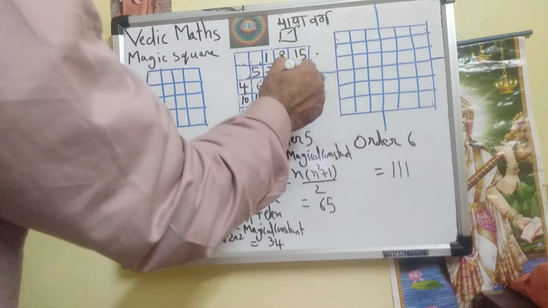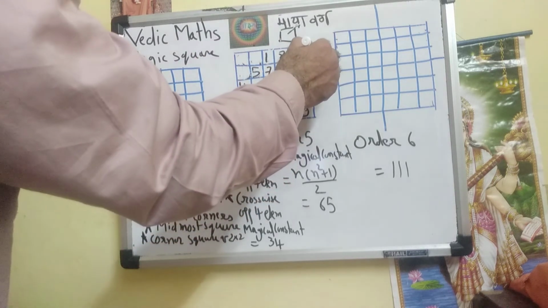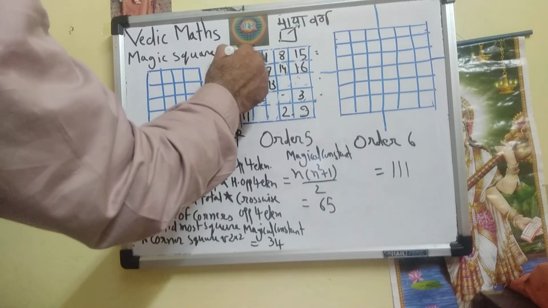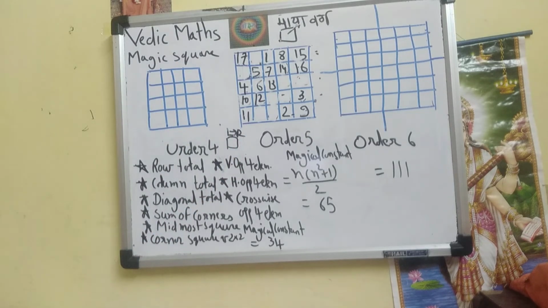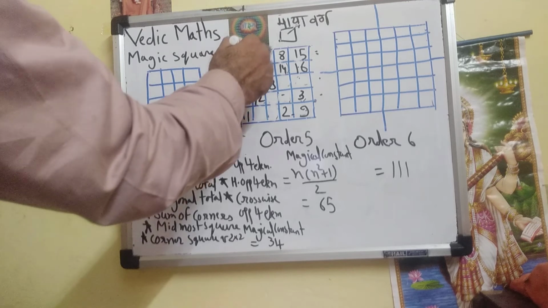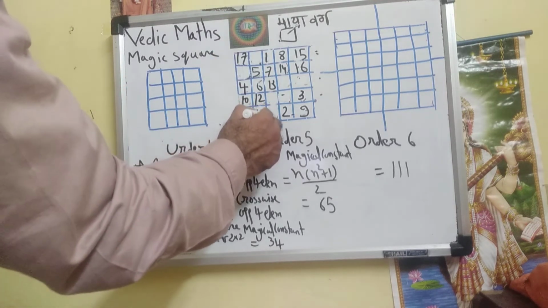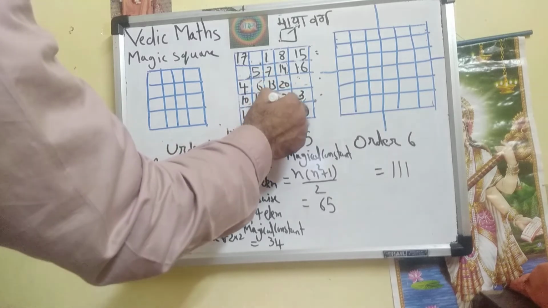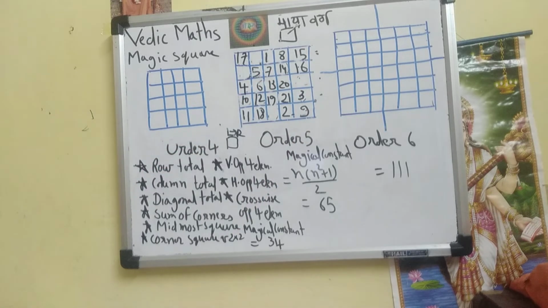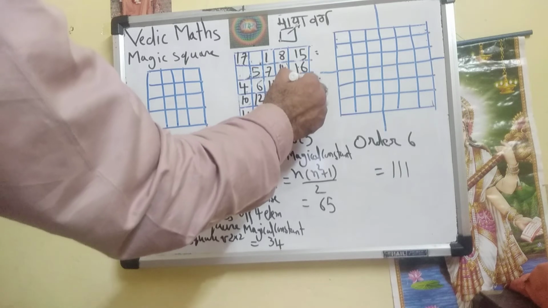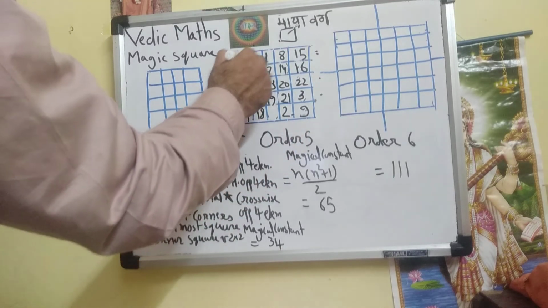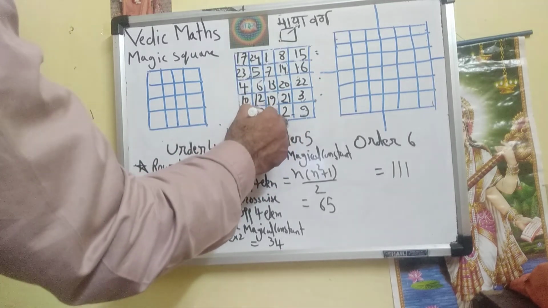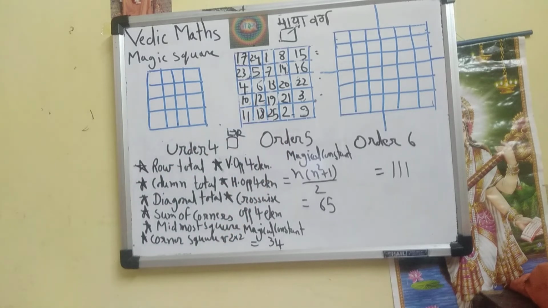16. Again upright, no cell is there, so come to the leftmost cell, 17. Upright, no cell is there, so 18, 19, 20. After 20, 21 in the down cell, then 22, 23, 24, 25. So in this way we have created a magic square.